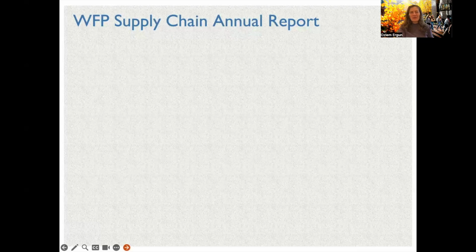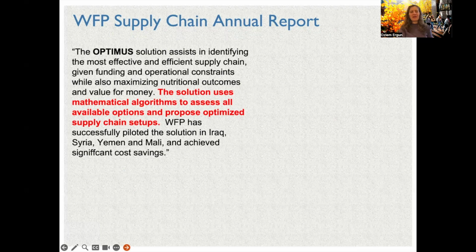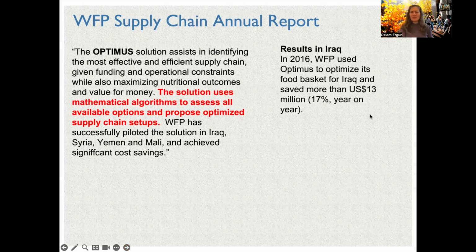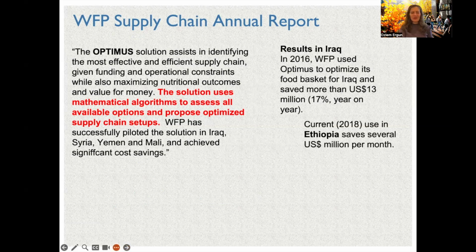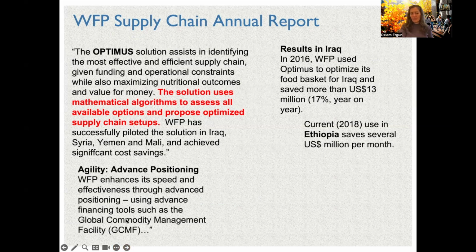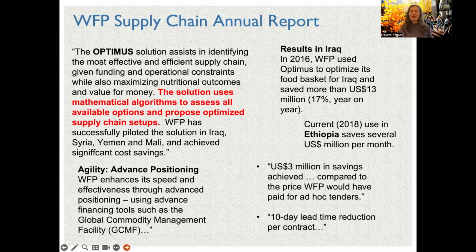And one of the things that I'm really proud of, these are some quotes that I got from one of the supply chain annual reports that the WFP had a couple of years ago. Some of the things that we see is that the solution uses mathematical algorithms to assess all available options and propose optimized supply chain setups. And then there are mentions of different operations and how much was saved by using this optimization tool, such as the Iraqi operations, the Ethiopian operations, and also some mention of advanced positioning, which is kind of a kickback to our earliest work with WFP. So WFP, at this point, is really at the cutting edge of using mathematical optimization for many different aspects of their operations and also tactical and strategic planning.